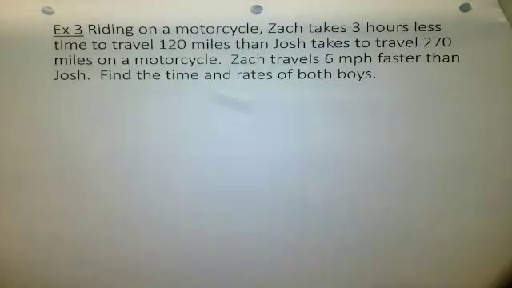Example 3. Riding on a motorcycle, Zach takes 3 hours less time to travel 120 miles than Josh takes to travel 270 miles. Zach travels 6 miles per hour faster than Josh. Find the time and rates of both boys. There's a lot going on in this problem.